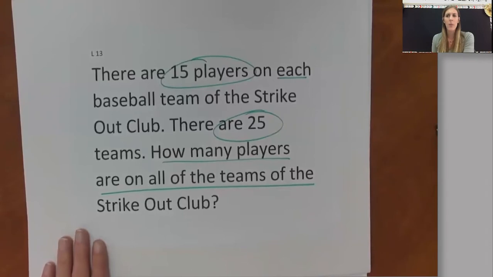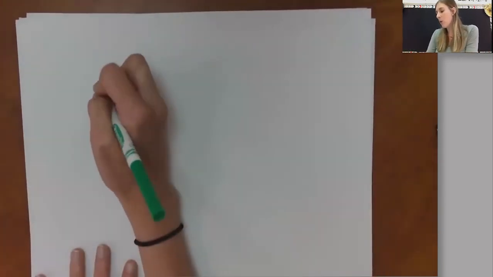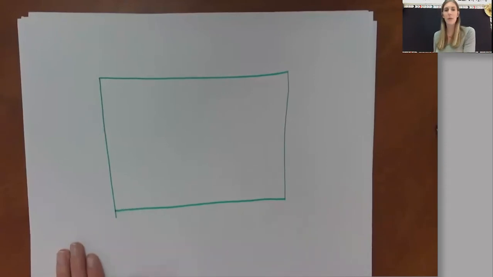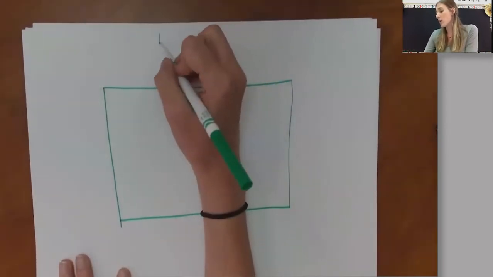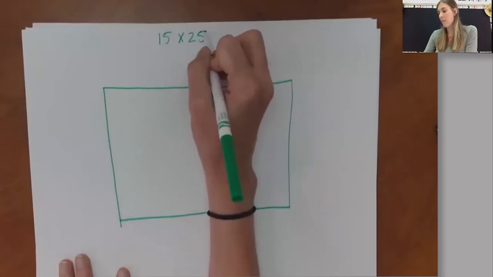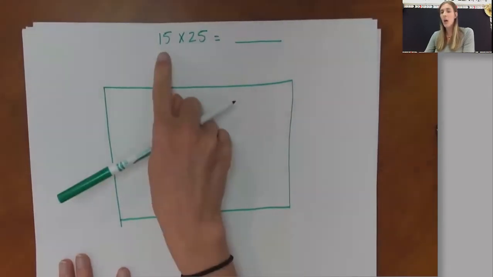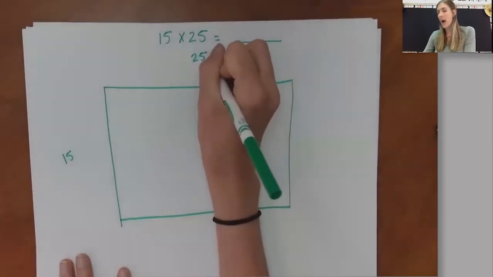Let's see how we can use an area model to help us multiply these big numbers. Do this one with me. Let's start by drawing a pretty large rectangle. How can we break down each of these numbers to make friendlier and easier numbers to multiply? Remember, we're solving 15 times 25. Each factor is going to be a dimension of our rectangle. So let's make 15 our length, and let's make 25 our width.